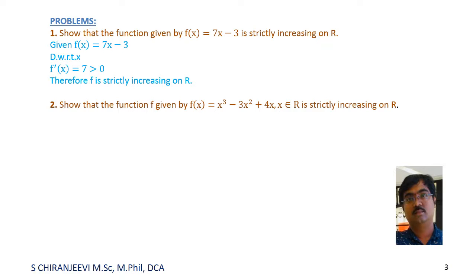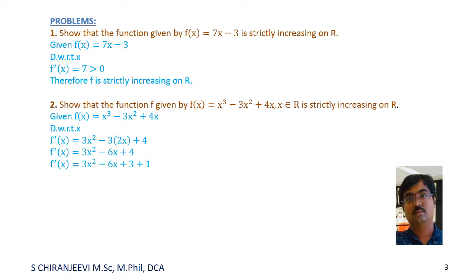Next problem, second one, show that the function f given by f of x equal to x cube minus 3x square plus 4x, x belongs to capital R, is strictly increasing on capital R. Given f of x equal to x cube minus 3x square plus 4x, differentiating with respect to x, f dash x equal to differentiation of x cube is 3x square minus 3 into differentiation of x square is 2x plus differentiation of 4x is 4.